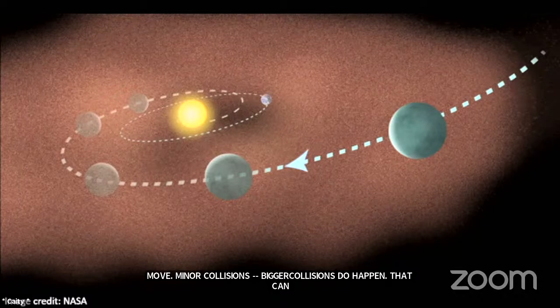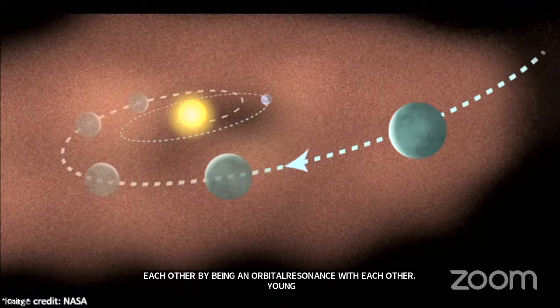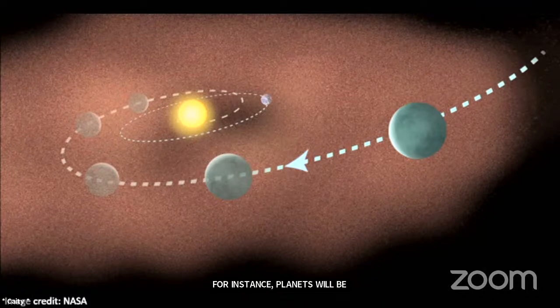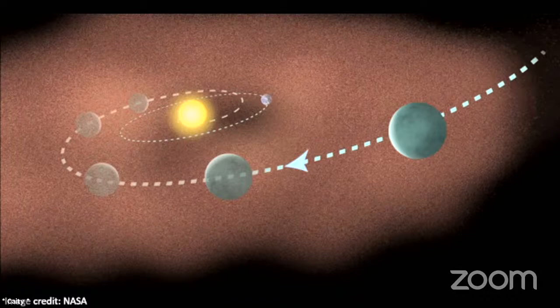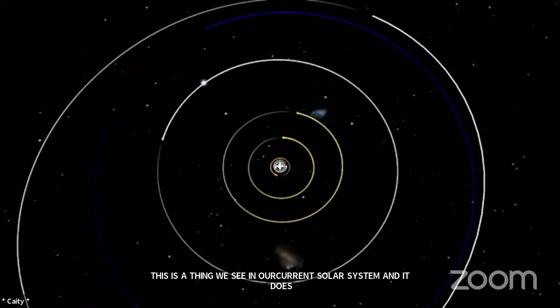Young planets can be in what we call resonance. So for instance, a planet will be in a 1-2 resonance if every time one of them orbits once, the one inside of it orbits twice. That's a resonance, for instance. The moons of Jupiter, many of those moons are in resonance with each other. This is a thing that we see in our current solar system, and it does mean that they can affect each other just by the way they orbit. So it's a little bit weird to think about.